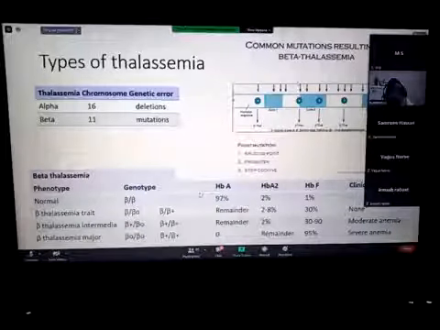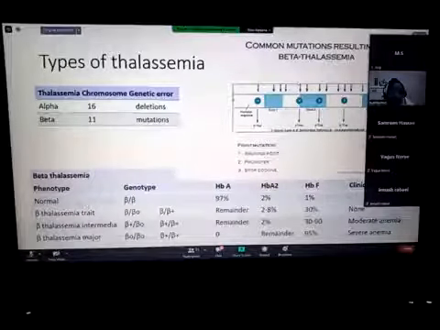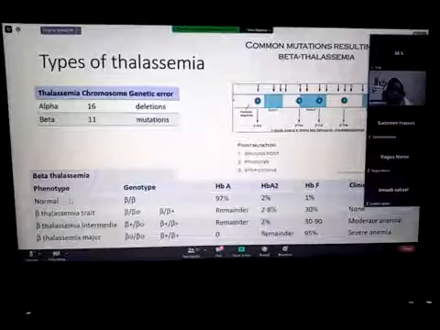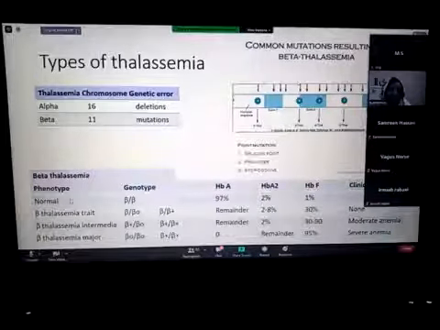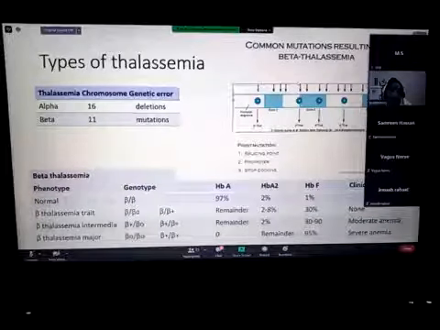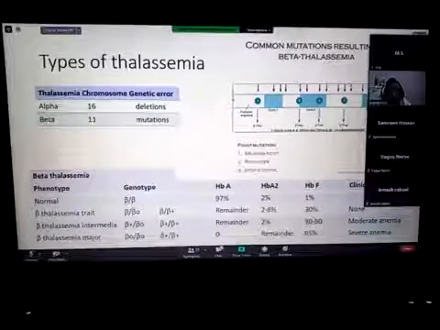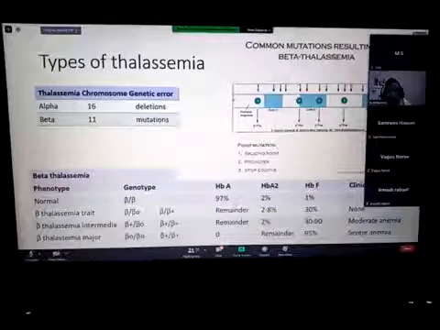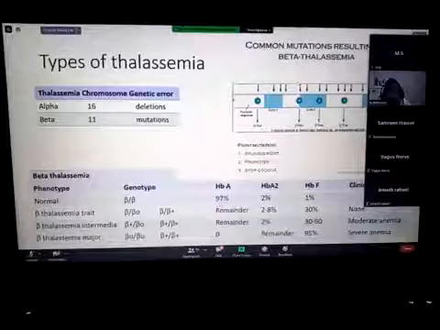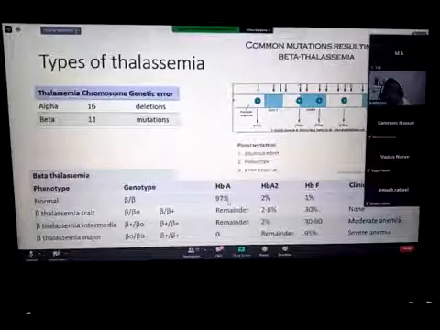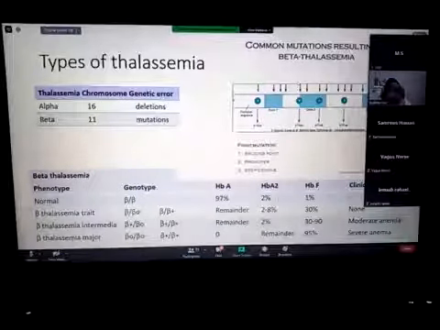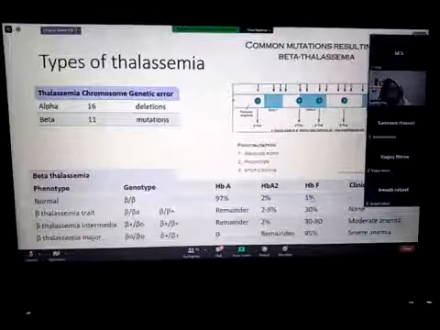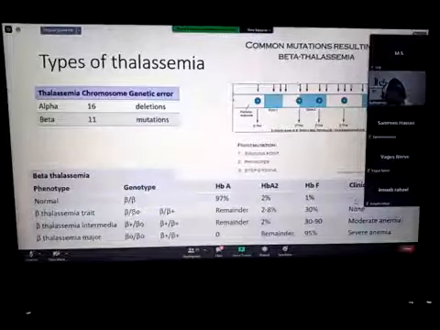And here you can see that I've written the various genotypes and phenotypes and the clinical features. And this is all you need to understand here, that in a normal person, there are two beta chains which are normal. So they are represented by beta/beta. Mainly hemoglobin A is synthesized, which is the majority of the hemoglobin, 97%. A2 and F represent very small percentages of the total hemoglobin, and obviously there are no clinical features.